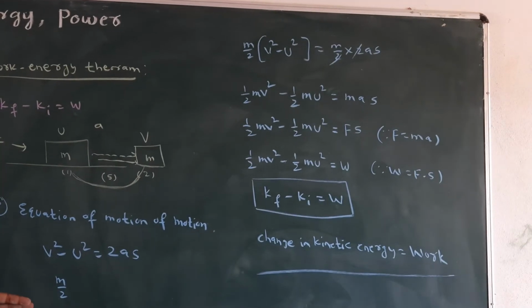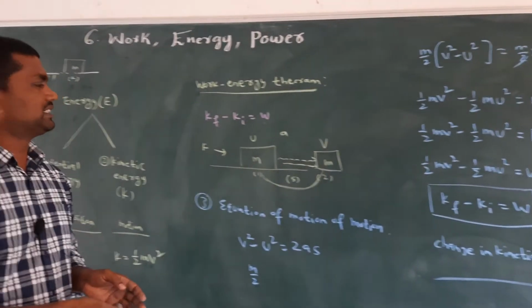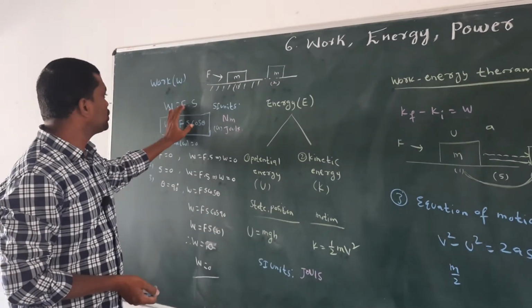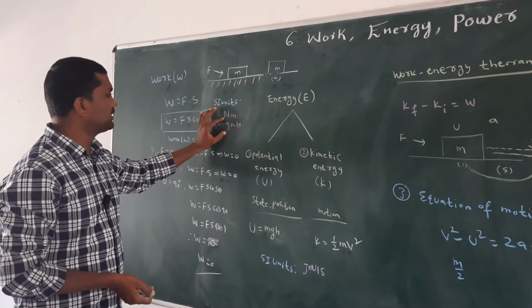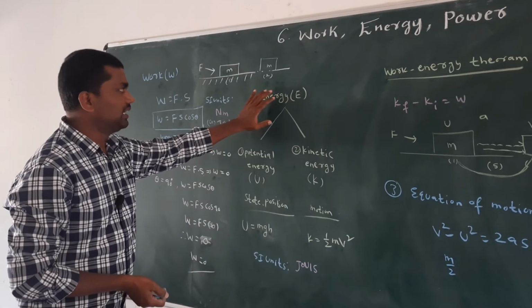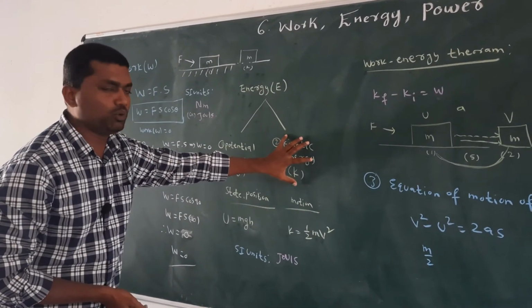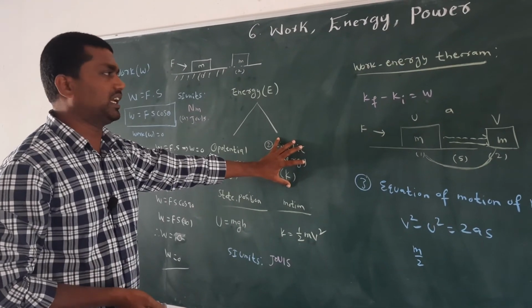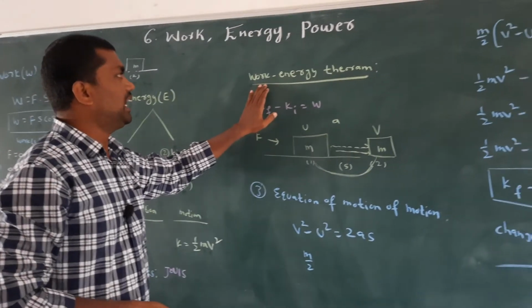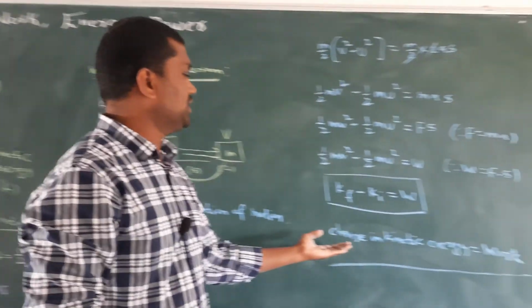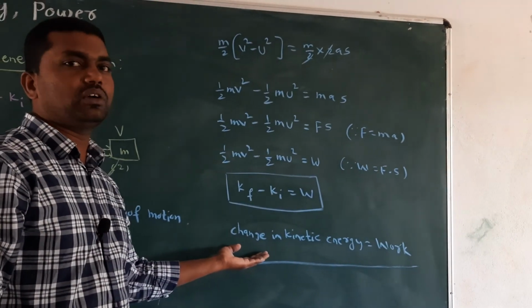So I have to explain once again. The first one is the definition of work, its principle and its units. The second one is energy. Here we have potential energy and kinetic energy, and we write only kinetic energy, K. The next one is the work energy theorem, its definition and its proof. The last one is that the change in kinetic energy is equal to work.